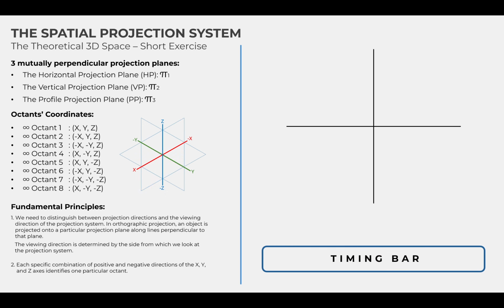All right, let's do a short independent exercise for about 20 seconds. Let's take the 8th octant, and the question is, what will its unfolded configuration look like, assuming that the frontal plane, pi2, is the fixed reference plane?